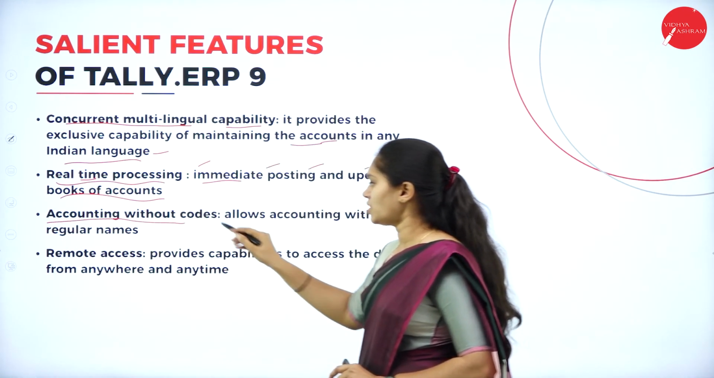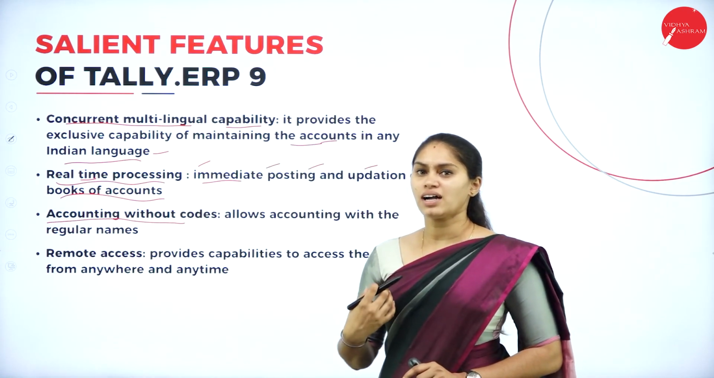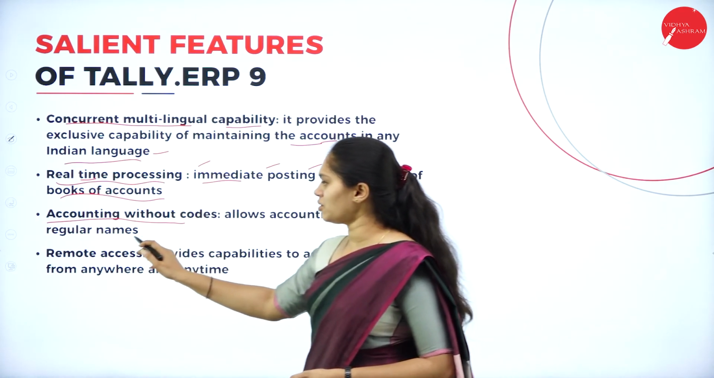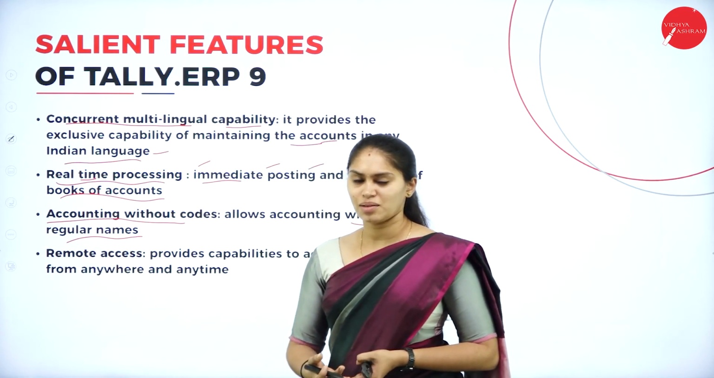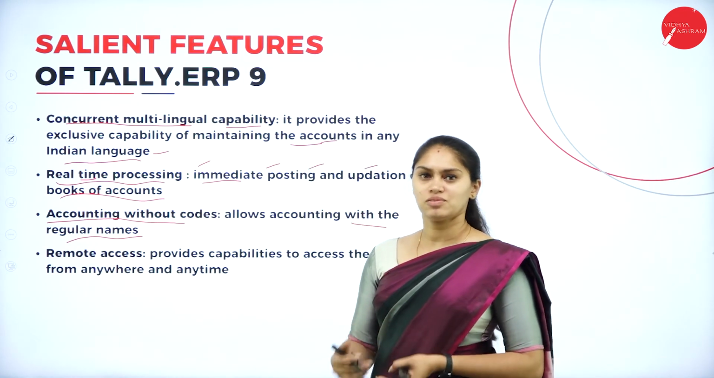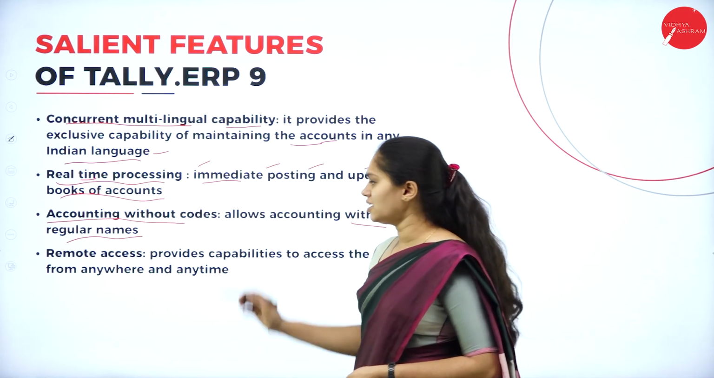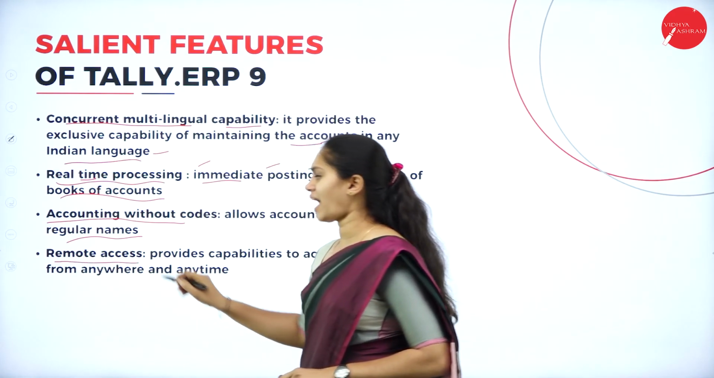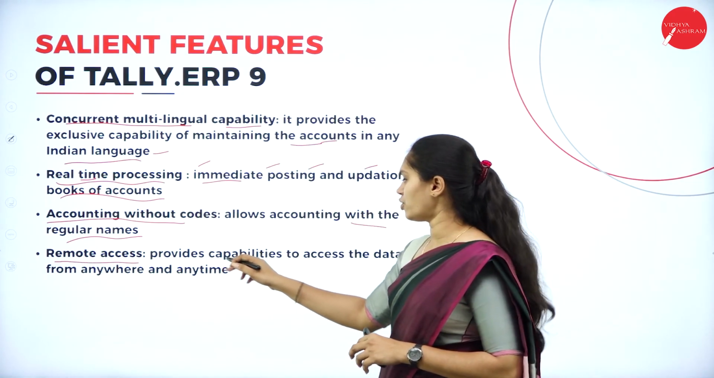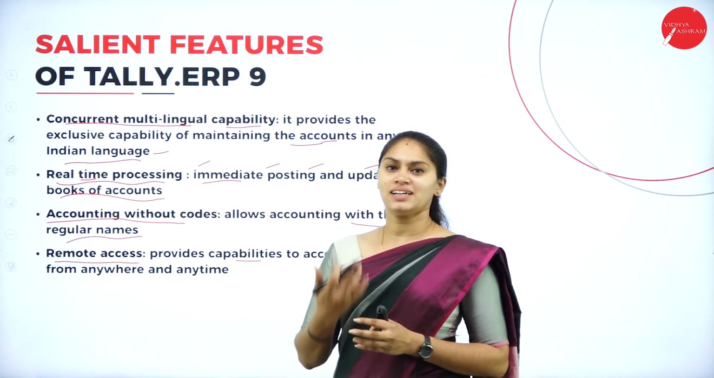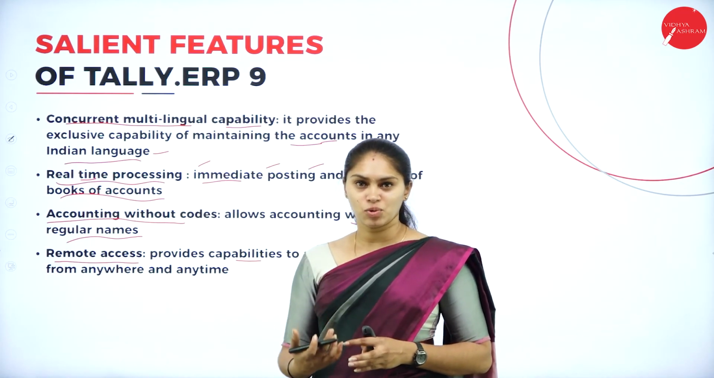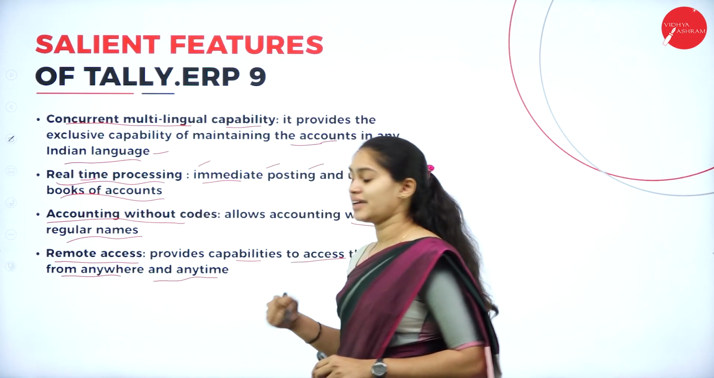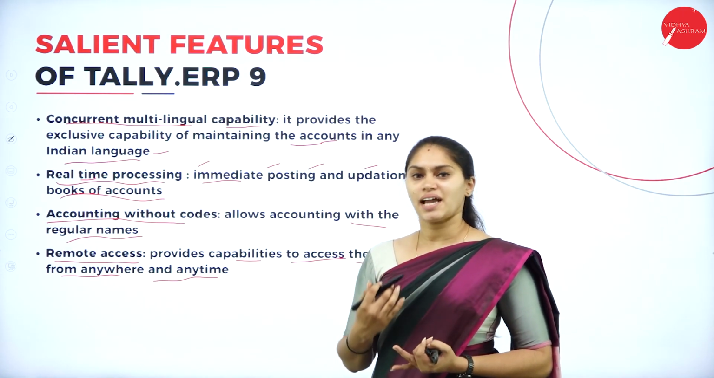Next, accounting without codes. So no need to give accounting codes. Instead of that, we can have simple, regular names. We can give regular names and get the work done with the help of this Tally.ERP 9. What is the last feature of Tally.ERP 9? That is remote access. If you want to use this software, it has the capability to provide the data wherever you are. That means you can access the data and information from anywhere and anytime. There is no restriction over time and place.